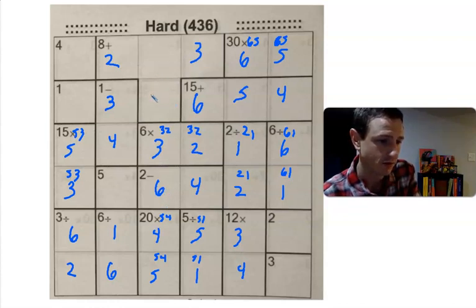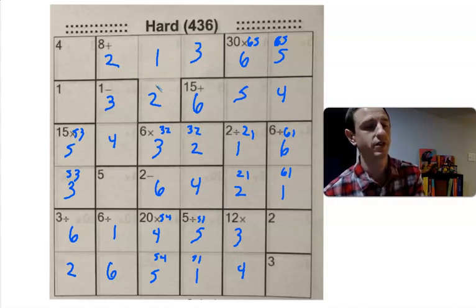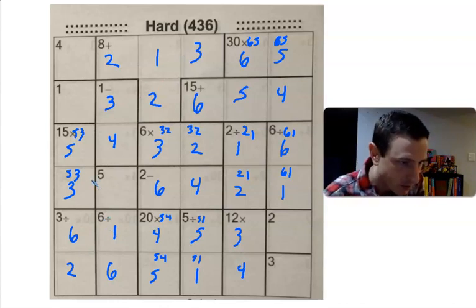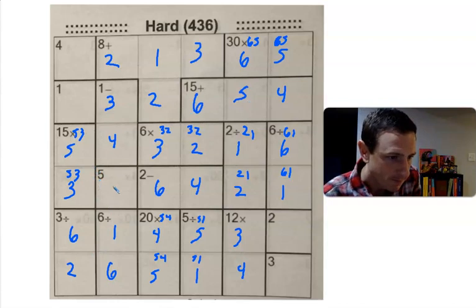6, 5, 4, 3, 2, 1. Still left in this, this has to be 2, 1. Let me check this Tetris-shaped figure here. 2 plus 1 is 3. 3 plus 3 is 6. 6 plus 2 is 8. Nice. Oh, wait. Puzzle's done. I didn't even realize. I thought I had some more still to go.